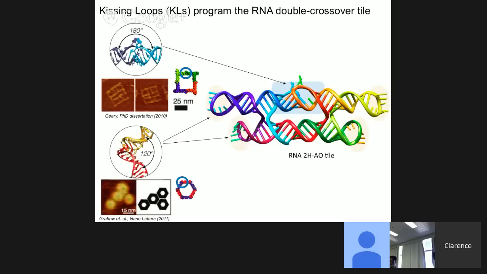And so in this example here, I'm showing one of the odd tiles, so it's wider on the top and narrower on the bottom, and this wide space is filled in with one of these kissing loop structures. So this is the 180-degree kissing loop. And this is actually the structure that's in the last lab that we went through, the kissing loop lab version 2, and I had Eterna players try to design new sequences for this structure. And on the bottom, these are the 120-degree kissing loops, and they're just used to orient the tiles with respect to each other.